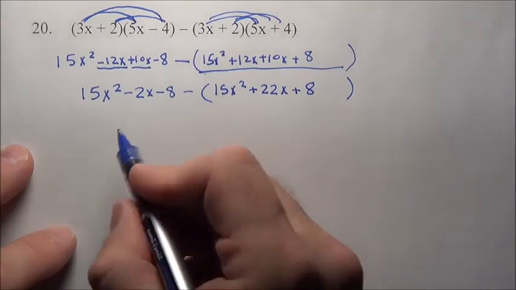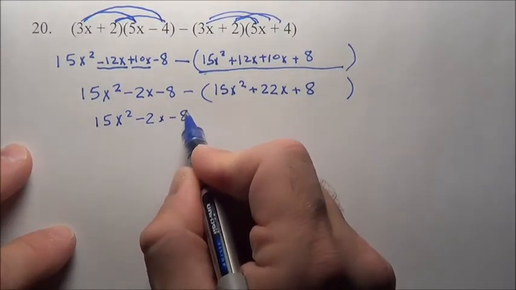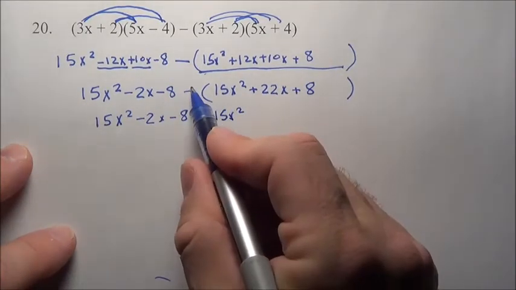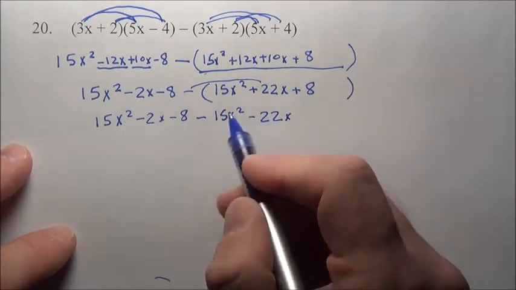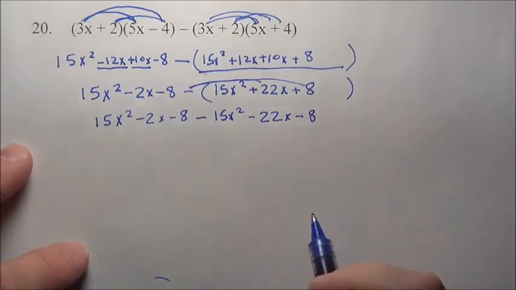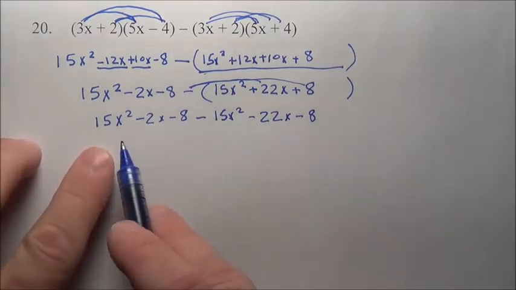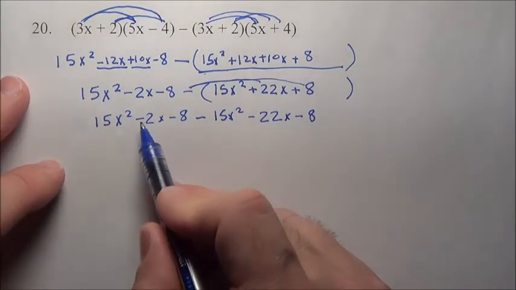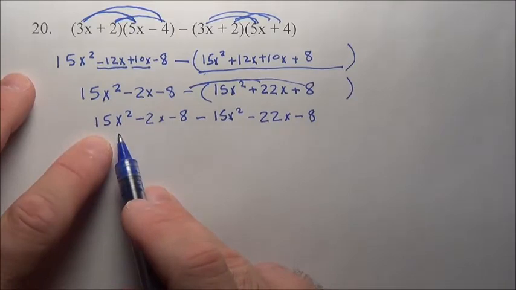Now I'm going to distribute the negative through. So we have this 15x squared minus 2x minus 8. Subtract the 15x squared. It goes through the positive 22x, which becomes minus 22x. The negative gets distributed through the 8, so the plus 8 becomes minus 8. Now we've done everything we need to do. It's just a bunch of subtraction and addition. There's no addition here, though technically we're adding a negative number. So now I'm just going to put together like terms.